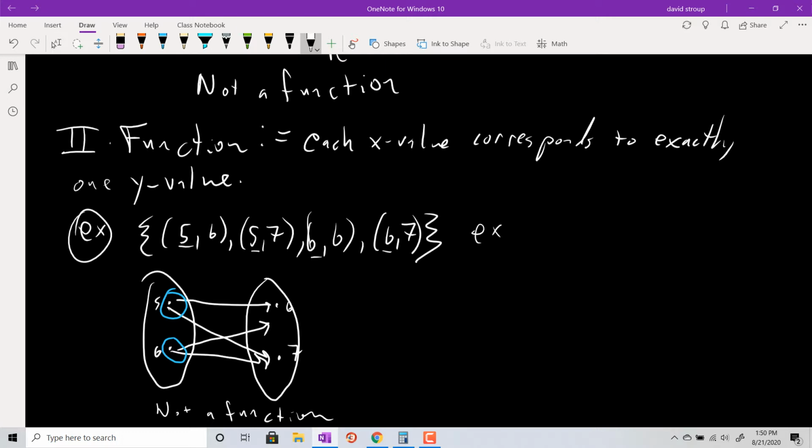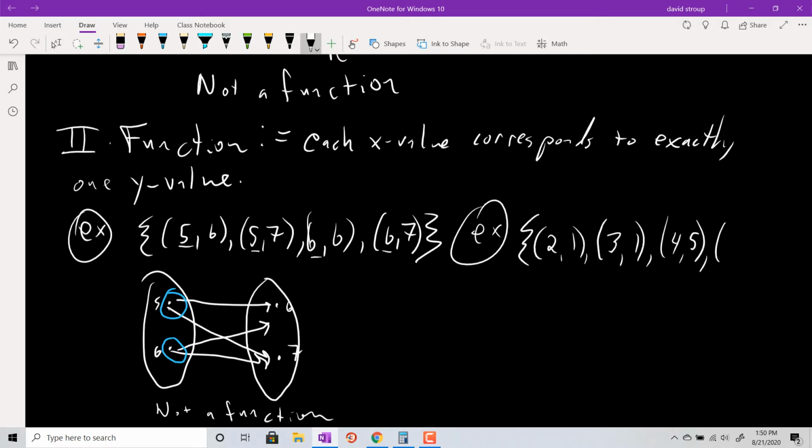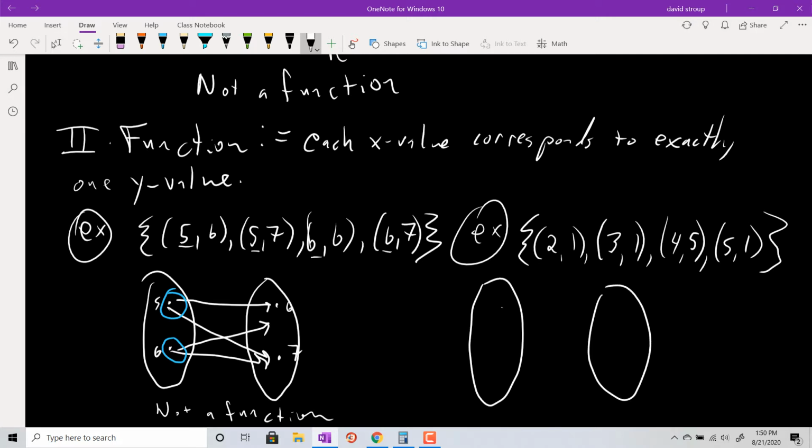Okay, let's look at another example. (2, 1), (3, 1), (4, 5), and then (5, 1). Okay. So the domain elements 2, 3, 4, 5. The range elements 1 and 5. So 2 goes to 1, 3 goes to 1, 4 goes to 5, and then 5 also goes to 1.